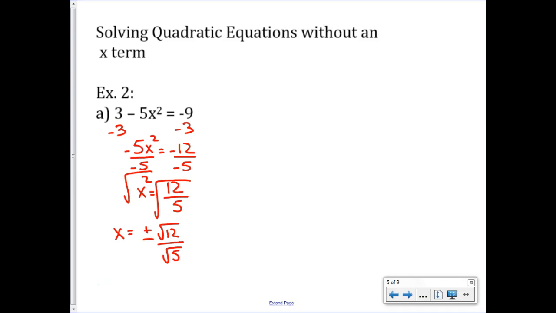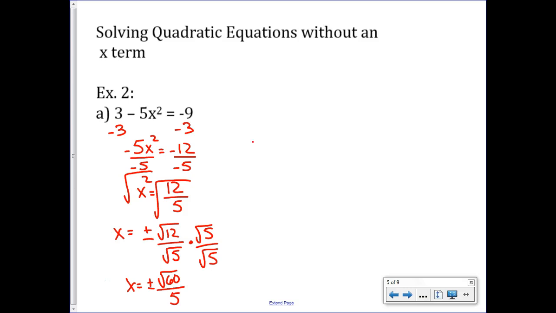Now, problem, because that 5 is in the denominator, so I need to multiply by radical 5 over radical 5. That's going to be plus or minus 12 times 5 gives me 60 over 5. We're still not done though, because the square root of 60 is not as simplified as we can get.